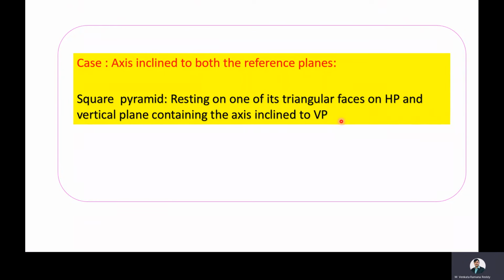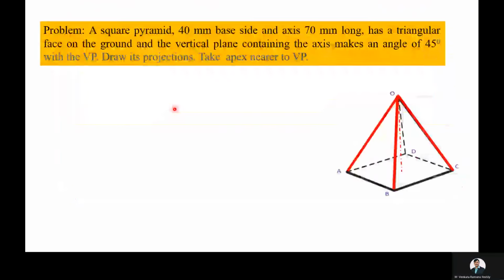Now we'll enter into the problem. The given problem is a square pyramid 40 mm base side and axis 70 mm long has a triangular face on the ground and the vertical plane containing the axis makes an angle of 45 degrees with the VP. Draw its projections. Take apex nearer to the VP.